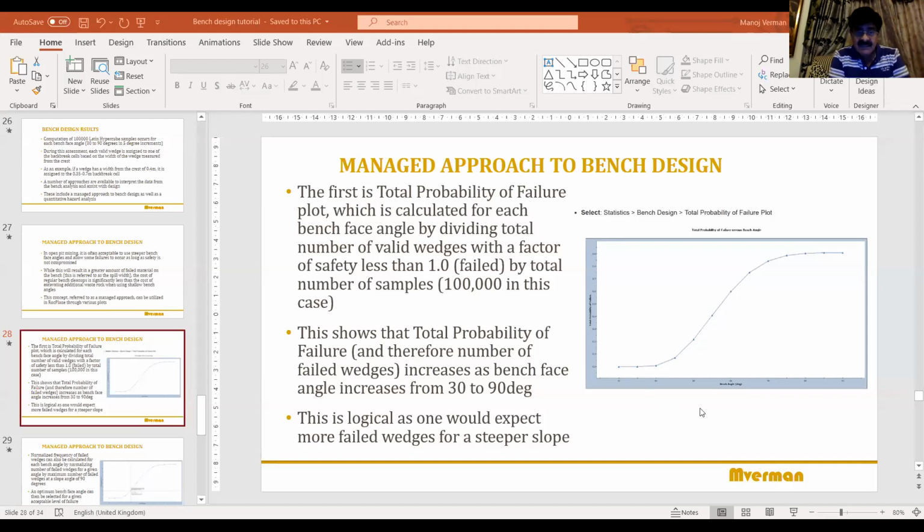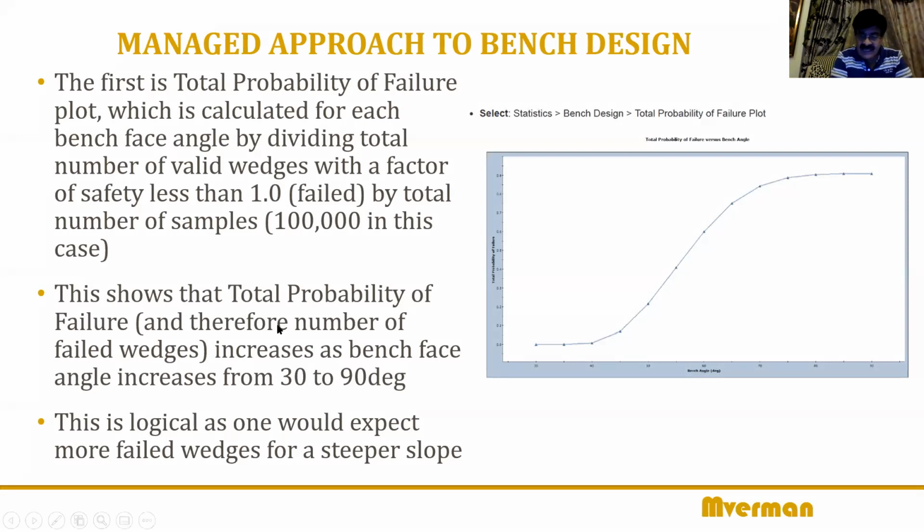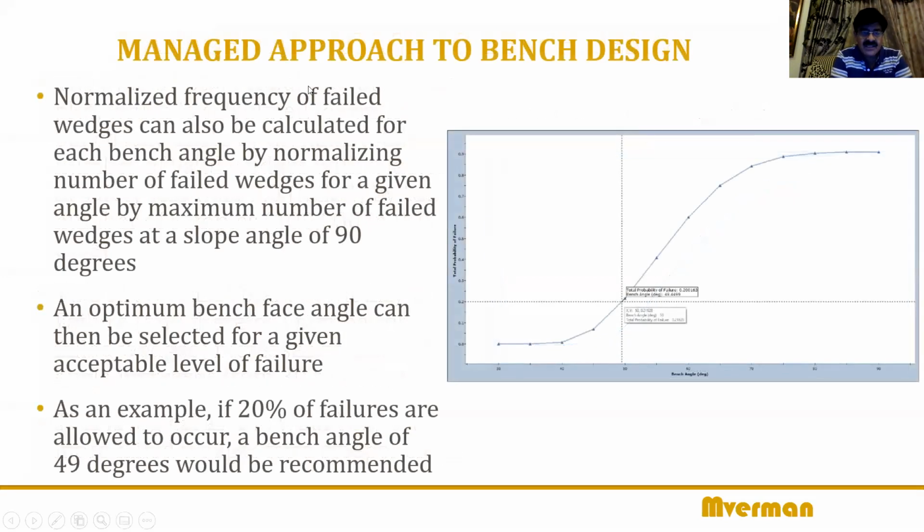Okay, everything's set. So this is what you just saw before we went back to the software, total probability of failure. And the next one is what I just did to find out that same example: if, as an example, 20% of failures are allowed to occur, a bench angle of 49 degree, that's what we saw just now, would be recommended.